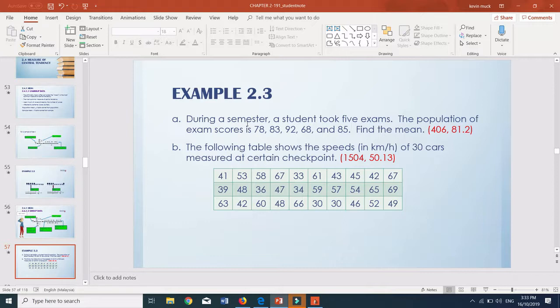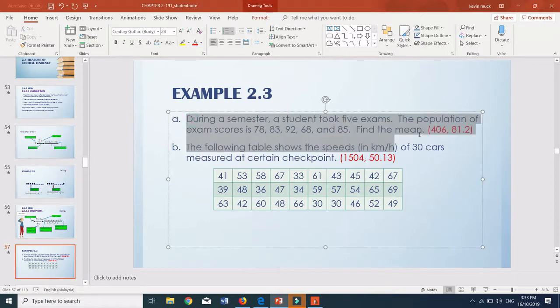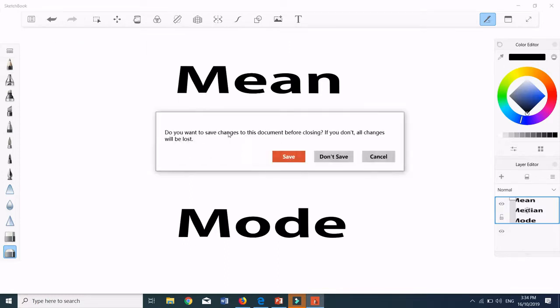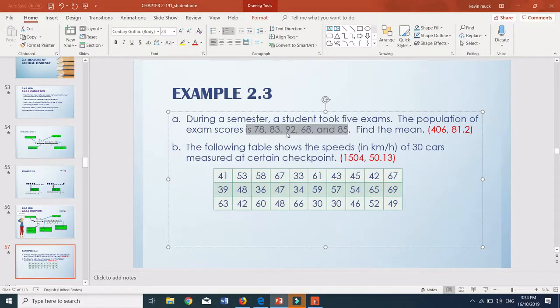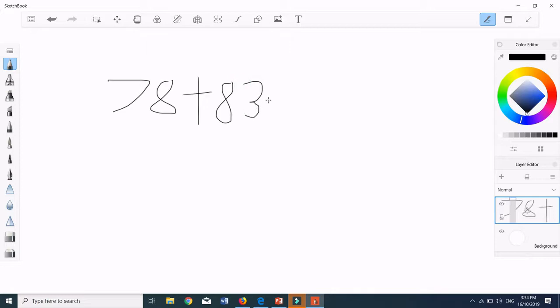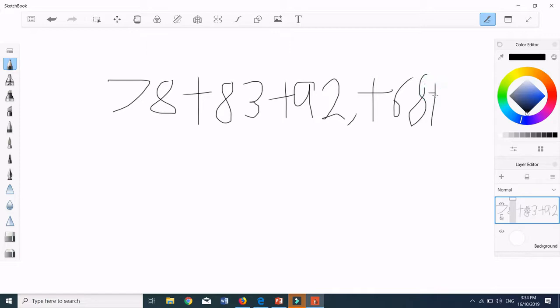This is for the ungrouped data. Can you find the mean? I will show you. 78 plus 83 plus 92 plus 68 plus 85.